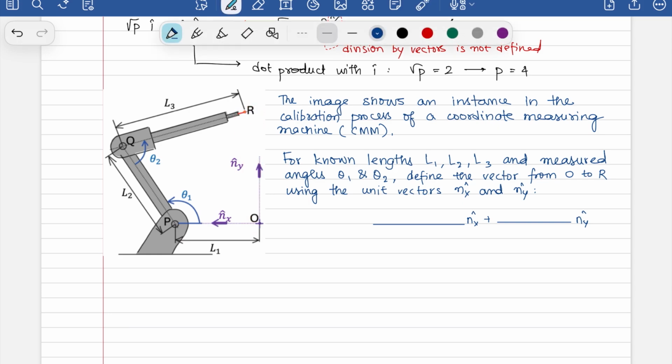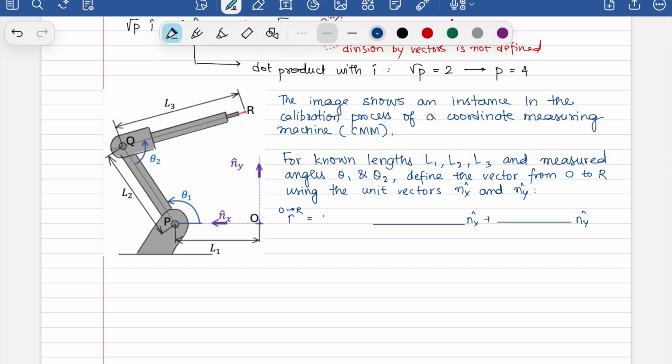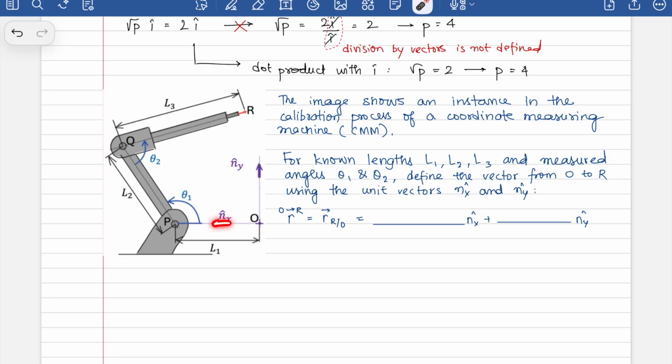Okay, so first you can write this as R from O to R, wherein R is usually used for a position vector. This can also be written as vector R with respect to O. And essentially, we need to now write it in terms of the unit vector nx hat and the unit vector ny hat. Something along nx hat plus something along ny hat should give you the vector R with respect to O.